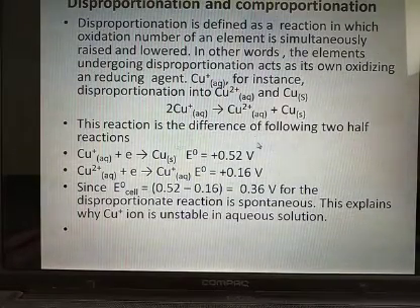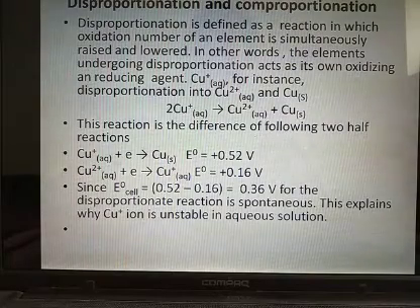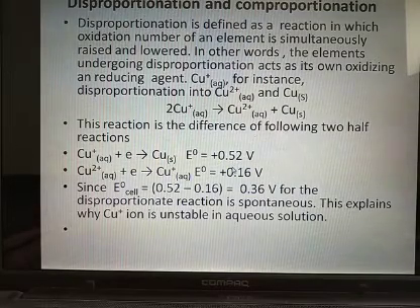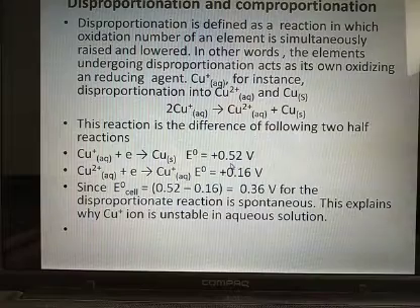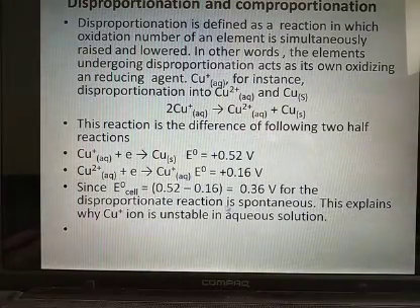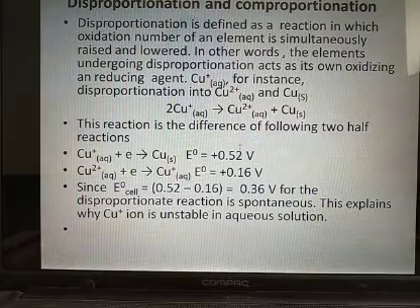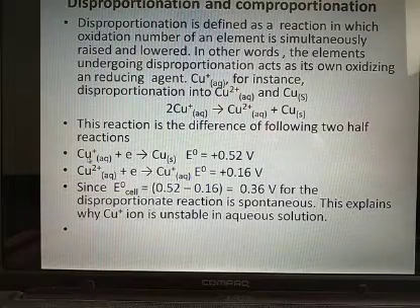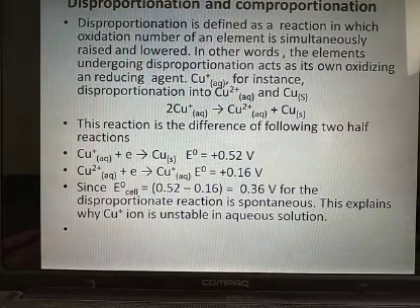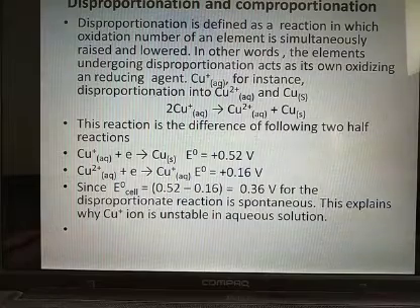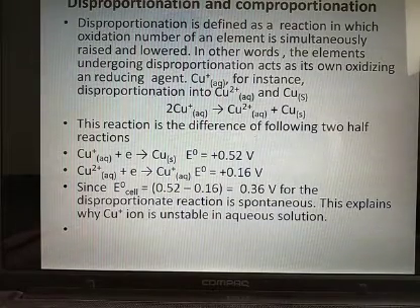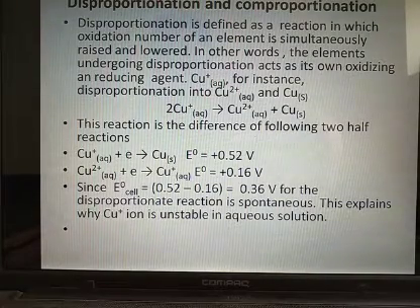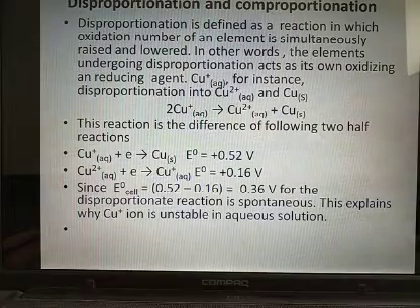The reaction follows two half reactions: copper gaining an electron at positive 0.52 volts, and copper 2 plus gaining 1 electron at 0.16 volts. So 0.36 volts is the difference between them. The copper has plus 1 and plus 2 oxidation states. Since 0.36 volts for the disproportionation reaction is positive and spontaneous, this explains why Cu plus is unstable in aqueous solutions, while Cu 2 plus is stable.